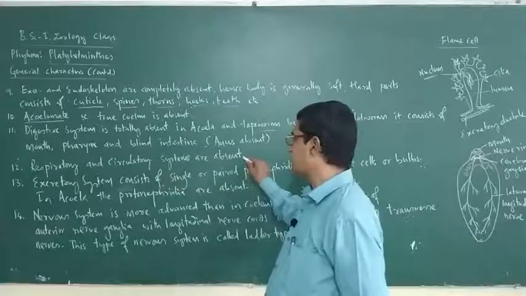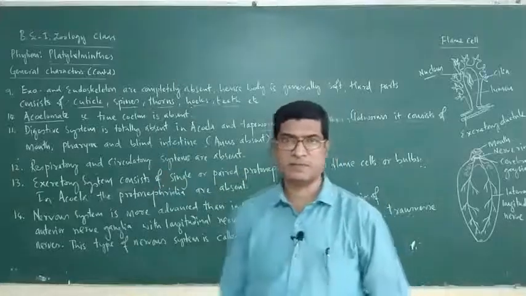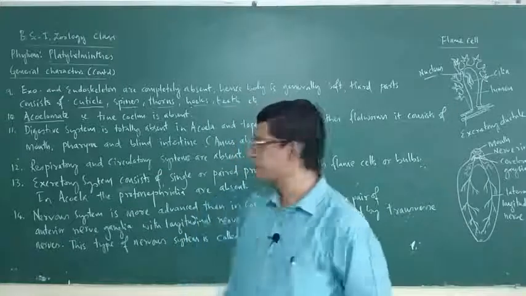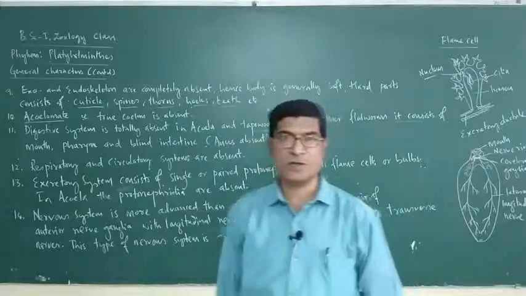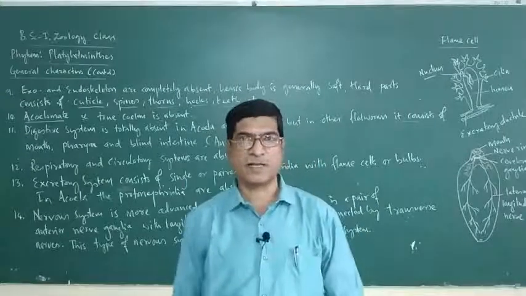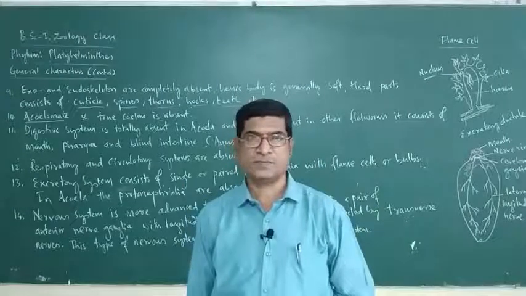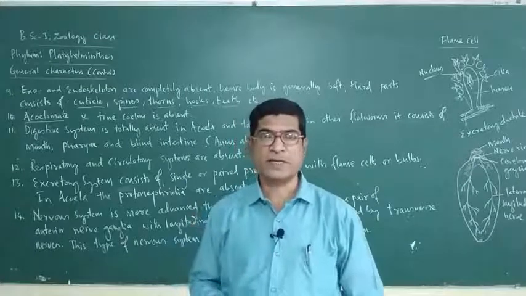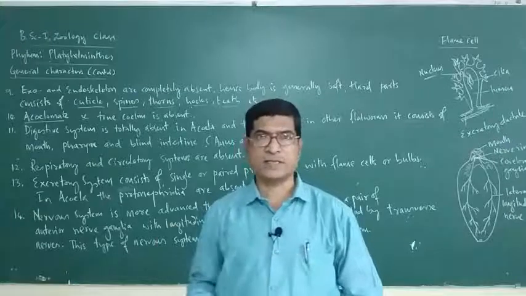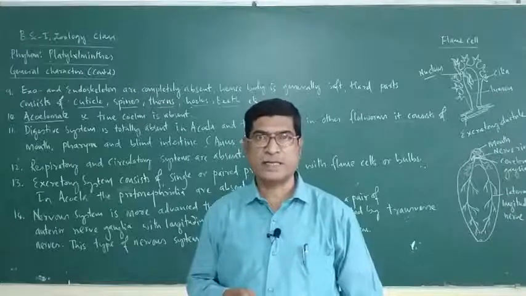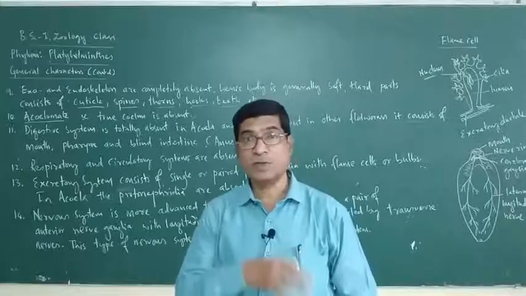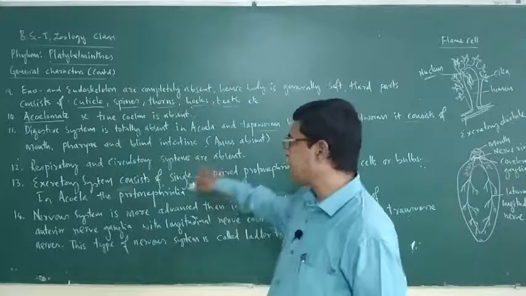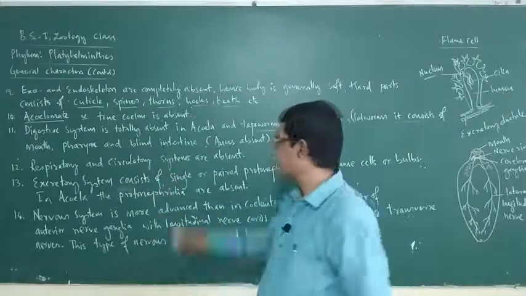Respiratory and circulatory systems are absent. Respiratory system is totally absent, so exchange of gases occurs through the general body surface. Then the circulatory system is also lacking. We humans have a blood circulatory system, which supplies nutrients and gases to all body cells and removes excreted substances, carbon dioxide, from body cells to the excretory organs. But here, circulatory system is lacking.